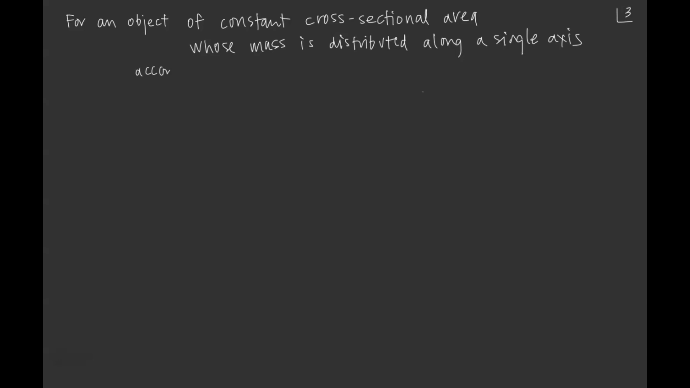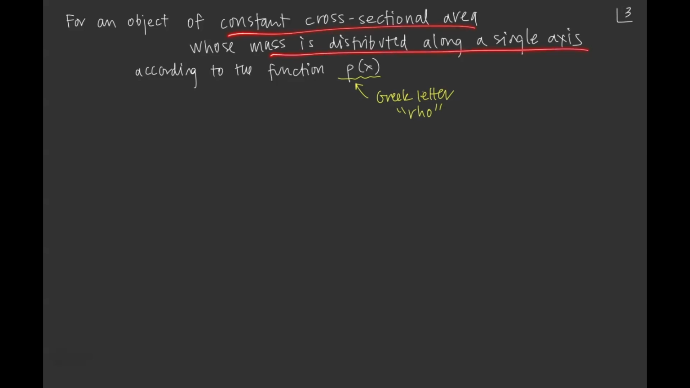According to the function rho of x. So rho is a Greek letter. It looks like a P, but it's the Greek letter rho. Whenever we see that, it's a tip-off that we're talking about density, because this is a variable that's often used for density. Okay, let's get back to what we were saying. We're setting everything up: constant cross-sectional area, mass is distributed along a single axis according to this density function.